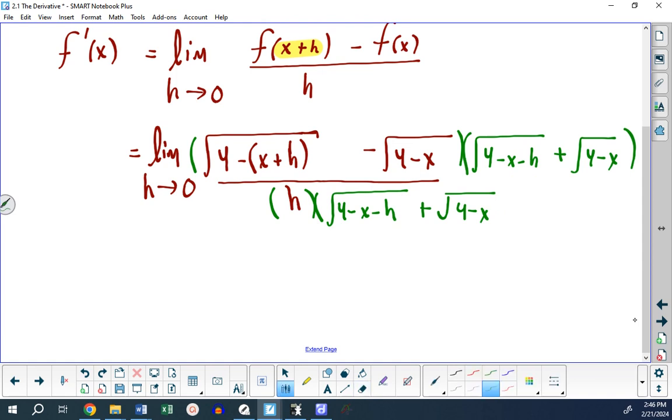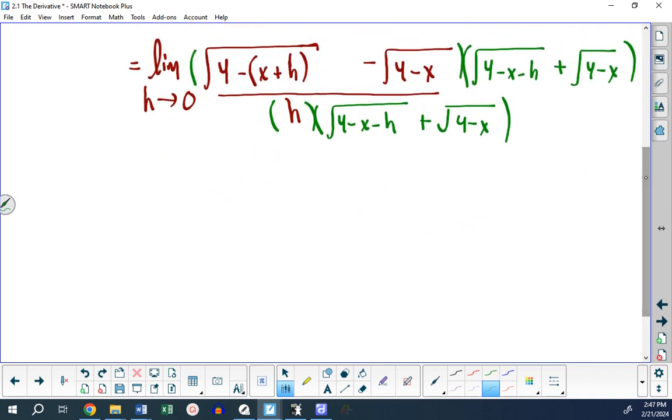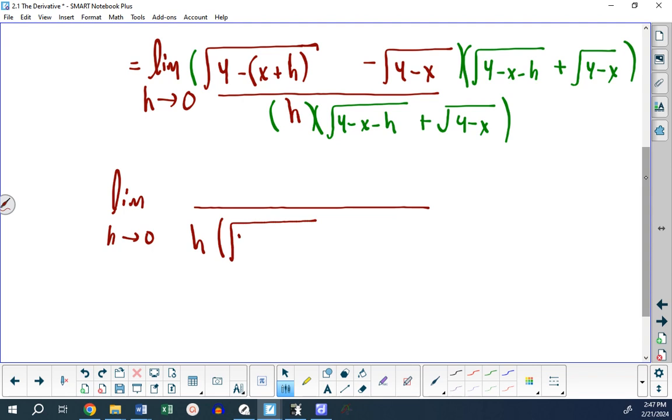Whether you decide to change that minus brackets x plus h to minus x minus h is up to you. Some people just leave the set of brackets in there. That's fine. We're not going to do anything with the bottom other than rewrite it. So the bottom is h, and then the square root of 4 minus x minus h, plus the square root of 4 minus x. I remember telling everybody a couple weeks ago how people will forget to write that conjugate on the bottom.